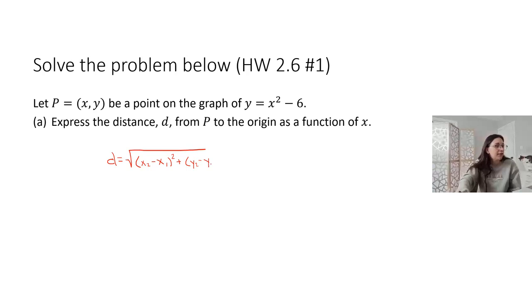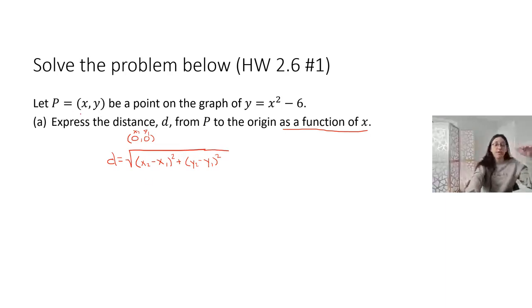And we want to write this in terms of x, right? So we want to write this as a function of x. We don't want to write this in terms of y. We want our only variable to be x. So we know our first point is the origin, the point (0, 0). This will be my (x1, y1) in my distance formula.